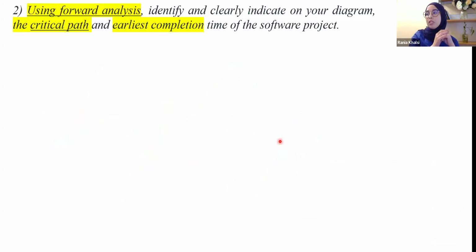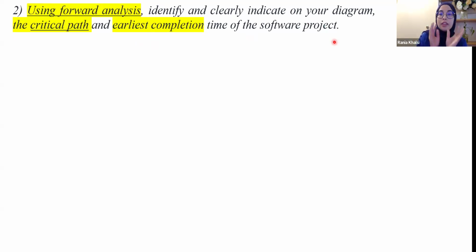But this is the basic correction that I am expecting from everyone, okay? Next, now we move to the second question. Now, the second question says using the forward analysis, identify and clearly indicate on your diagram the critical path and earliest completion time of the software project.